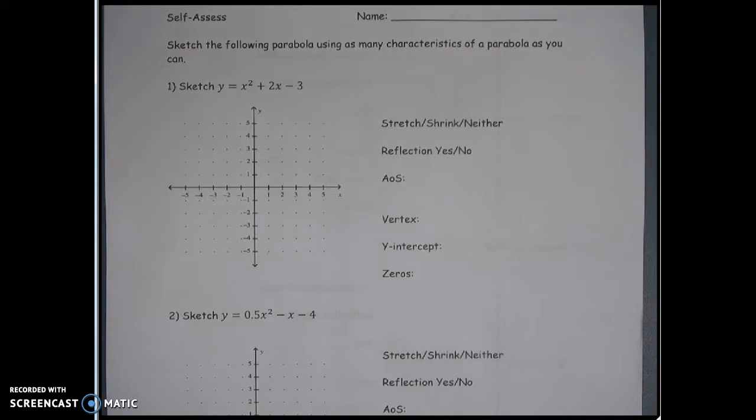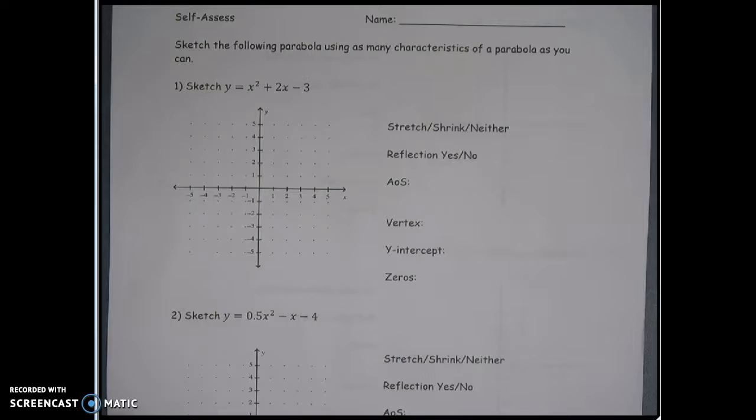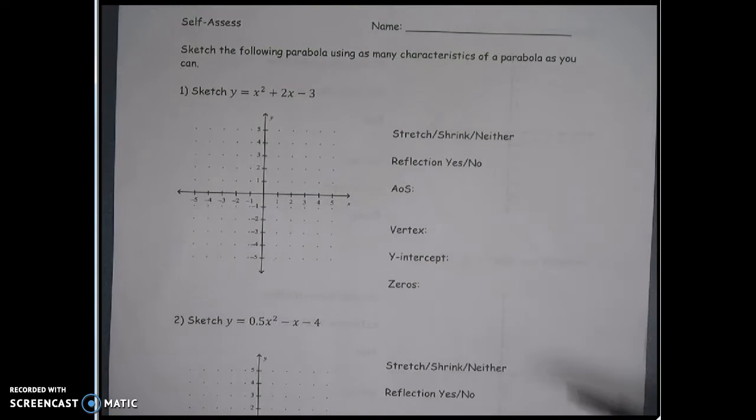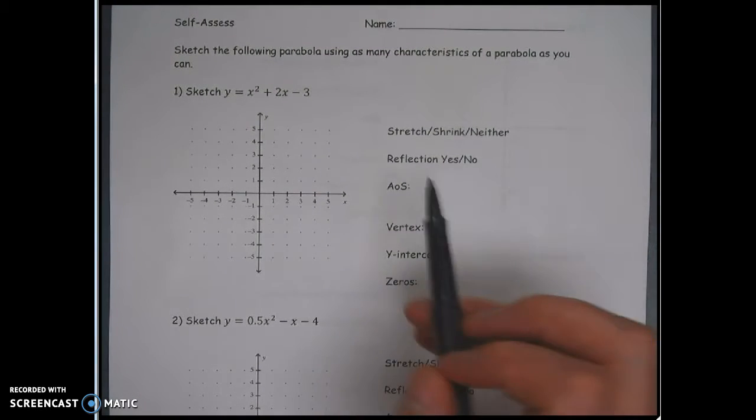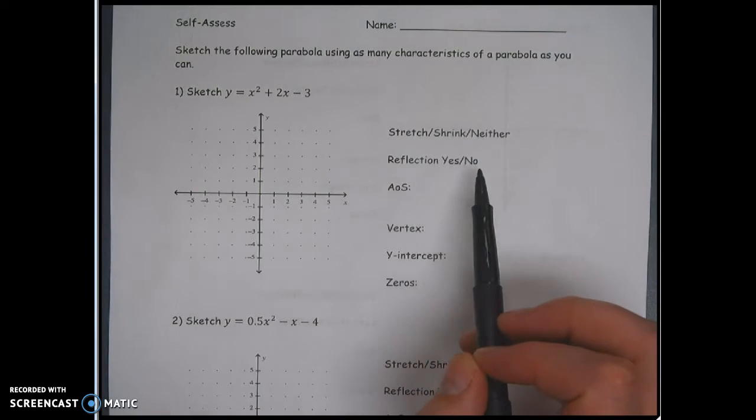Today we're going to look at graphing quadratics by hand. Let's just get going right at it here. We're going to talk about all these main ideas. First thing you should be able to fill out is whether it's a stretch, a shrink, or neither, and if it's a reflection or not.